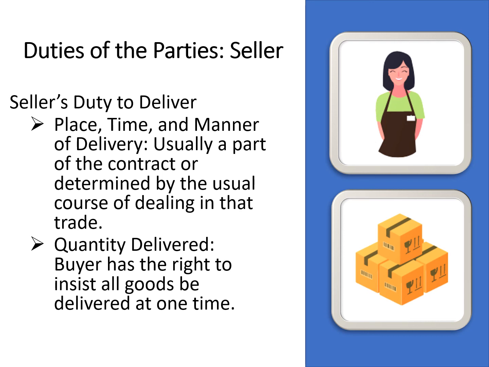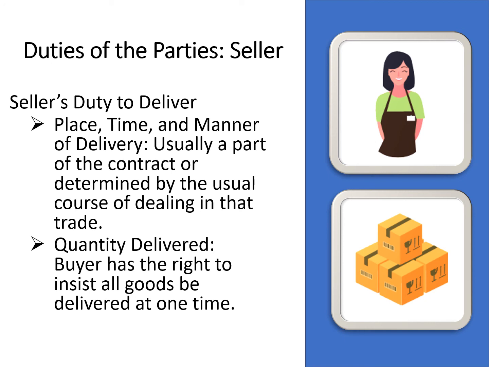So I want you to make sure that you understand that distinction. This deliver does not mean to ship, it means to have the goods available. The place, time, and manner of delivery is typically going to be in the contract. The parties would have bargained for that. If there's going to be shipping, then they would have the place, the time for delivery, and in what manner. Is it being FedExed? Is it going to be airdropped? How it's going to be delivered, if delivery is part of the contract.